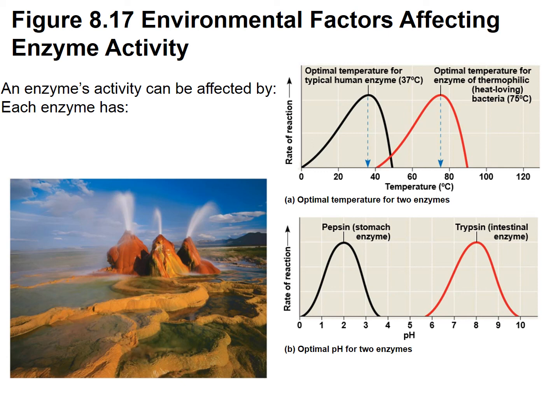In the bottom panel, we see how pH optimums can vary. So, for example, on the left, we see the optimum pH for pepsin, a stomach enzyme, is around 2. The optimal pH for trypsin, an intestinal enzyme, is around 8. So again, these optimum values are going to vary depending upon the enzyme.